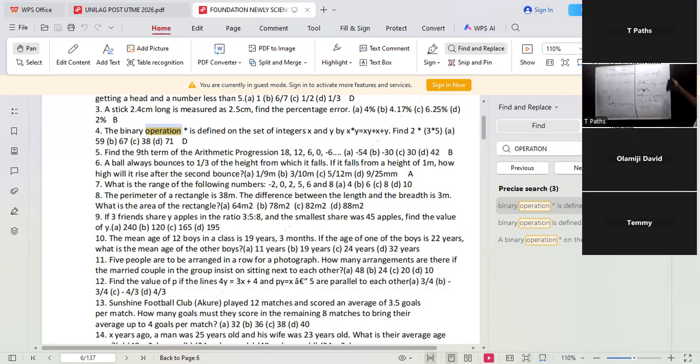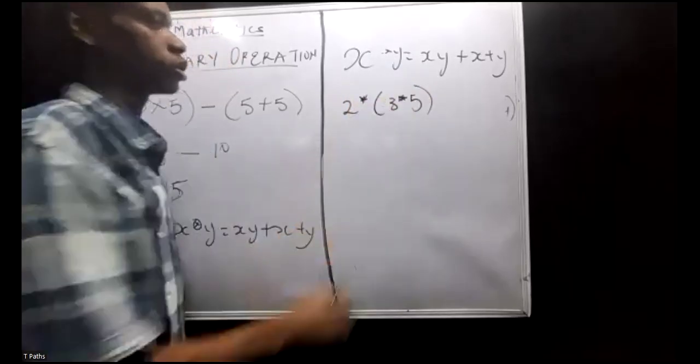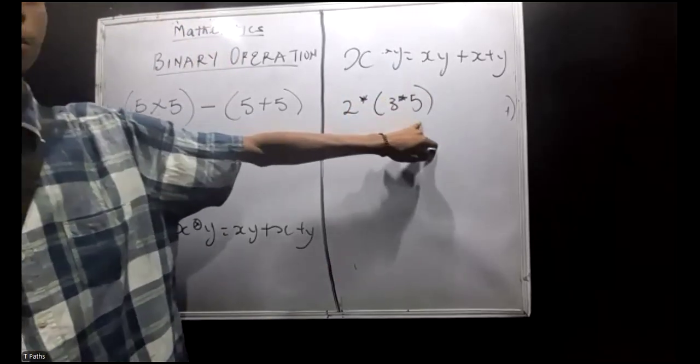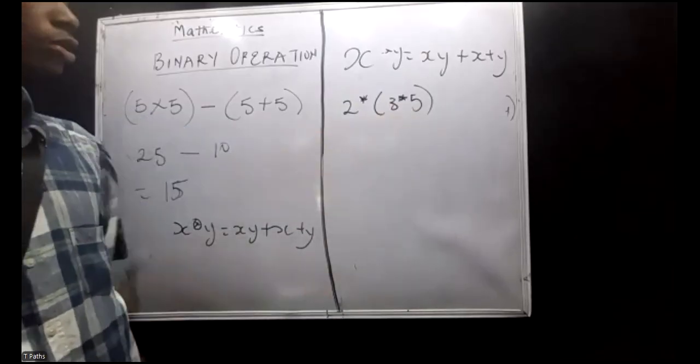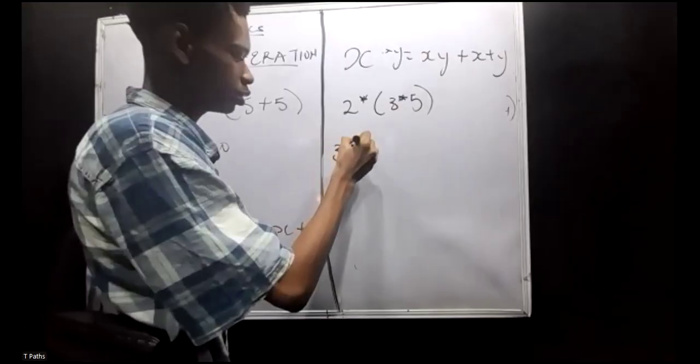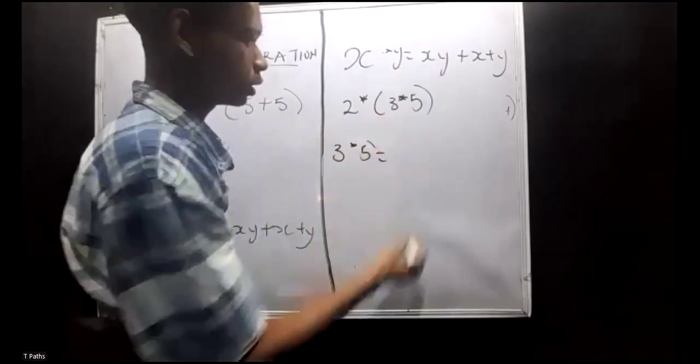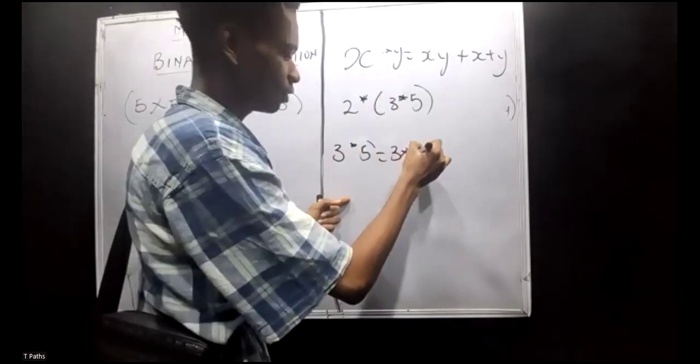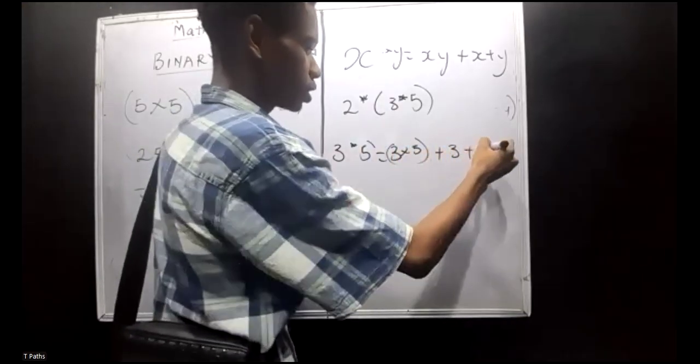So here is the rule, defined by xy plus x plus y. Now I'm to find 2 operation 3 operation 5. The first thing I have to do is complete the 3 operation 5 in the parentheses. So 3 operation 5 is equal to xy, which is 3 times 5, plus 3 plus 5.